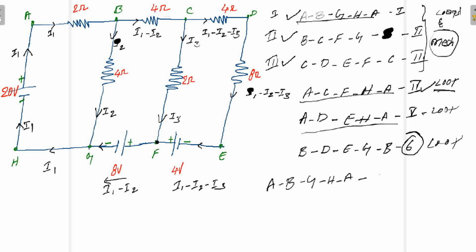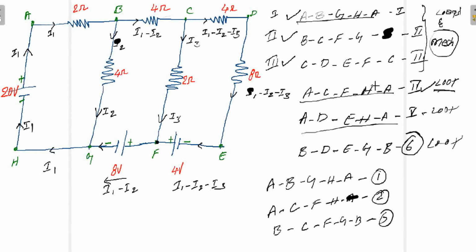If I consider this as loop 1, and A, C, F, H, A as one more loop for calculation, and if I consider B, C, F, G, B as the third loop, then A, B, G, H, A is nothing but this A, B, G, H, A.